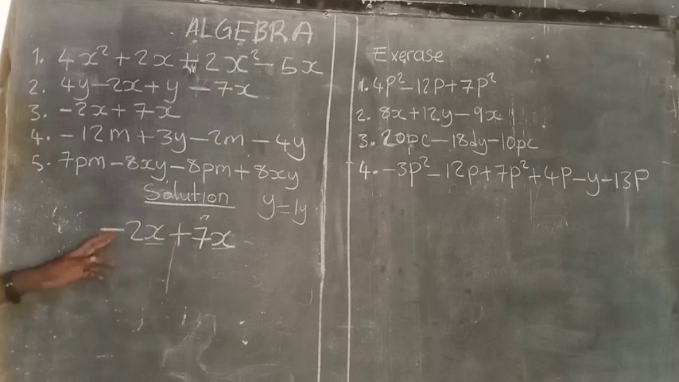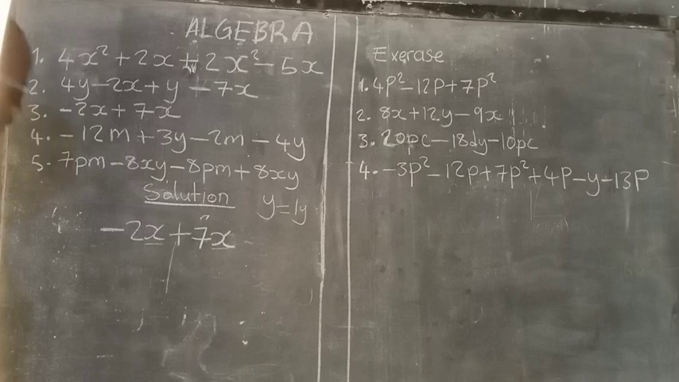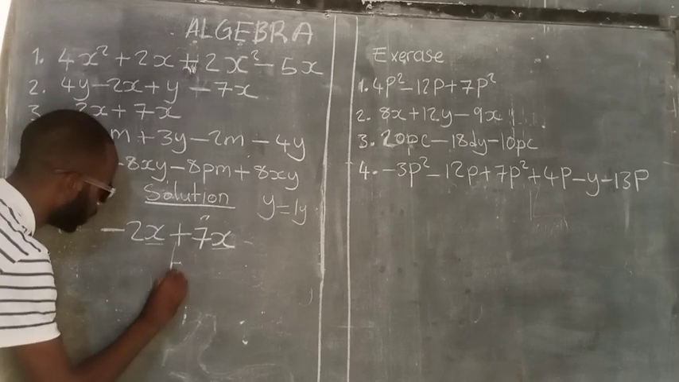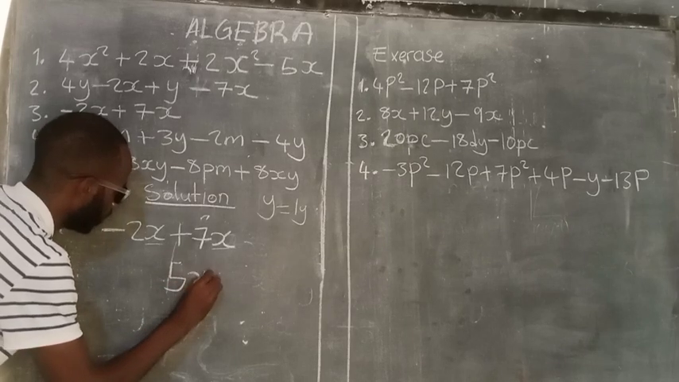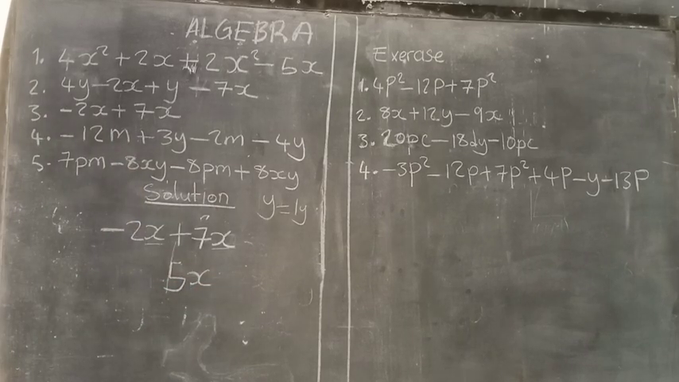2 has a negative, 7 has a positive. The signs are different. Now, difference means subtraction. Let us subtract the numbers. 7 minus 2, we get a 5. 5x. Then, what sign are we going to put in front?